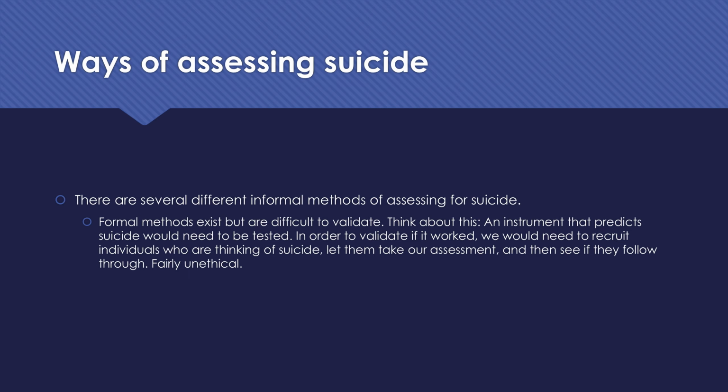So, ways of assessing suicide. There are different informal methods of assessing suicide, but there's not a really good formal standardized method. To get it to work, we're talking about predictive validity. What I would have to do is make the Leith suicide assessment scale, have people score high on it, meaning they're thinking about suicide, and to really clinch it, see if they actually follow through. That's fairly unethical, right? I can't do that. If someone indicates they're thinking about suicide, I need to intervene and help them. So we rely very heavily on informal methods.